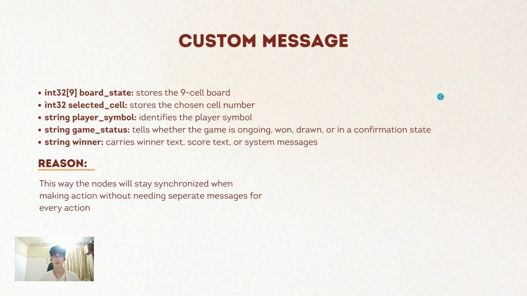And now to the custom messages, we have 5 custom messages here. Both the board state and selected cell are to store the cell values. It has 9 cells, and this stores which cell has been chosen and which cell has not yet been chosen. And then we have the player symbol to identify the player, which one is O and which one is X, and then the game status to tell whether the game is still ongoing or has ended. And then the string winner is just to carry messages like the winner text, score text and the system message about who is the winner.